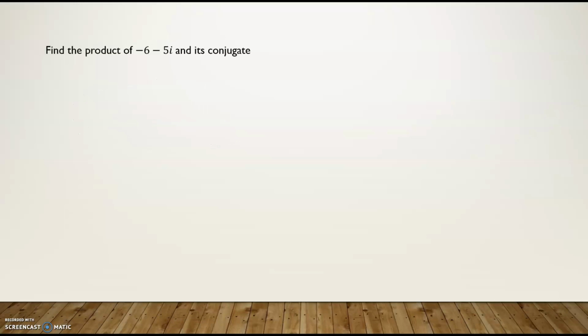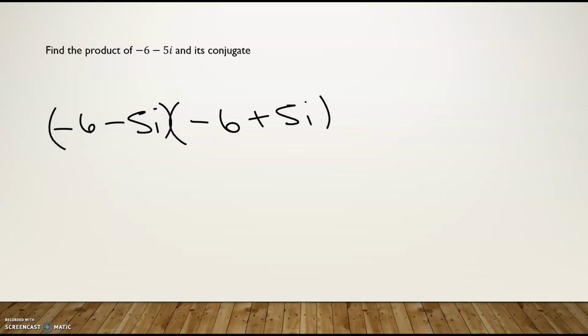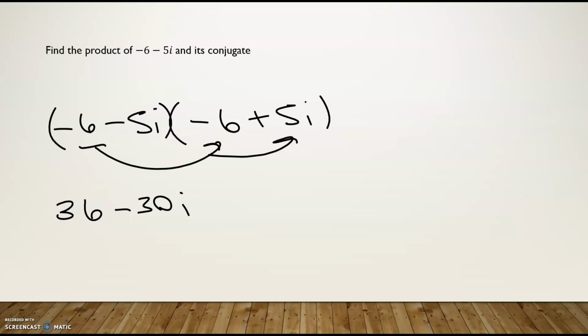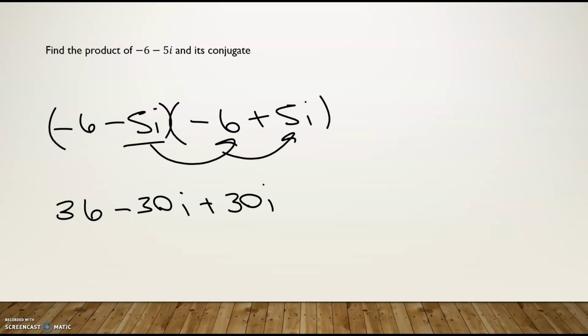Find the product of negative 6 minus 5i and its conjugate. Negative 6 minus 5i times its conjugate, negative 6 plus 5i. Okay, 6 times 6 is positive 36. Negative 6 times 5 is negative 30i. And then negative 5i times negative 6, that is positive 30i. Negative 5i times positive 5i is negative 25i squared.